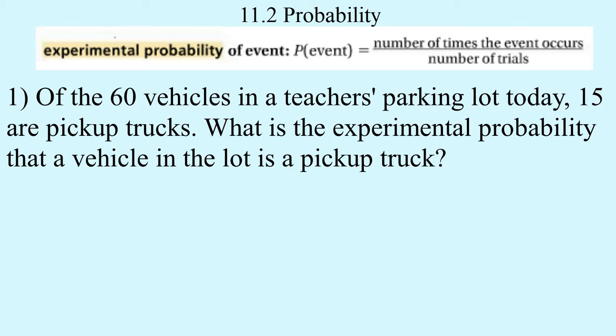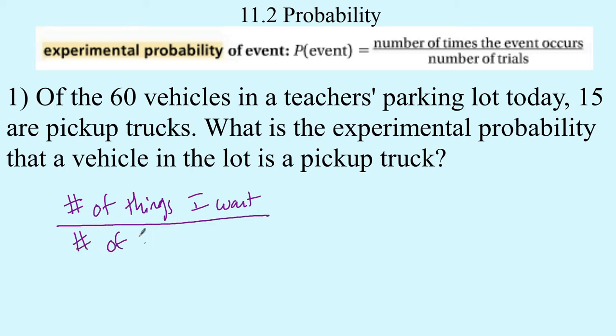All right, so for number one, we have 60 vehicles in a parking lot. 15 are trucks. What is the probability that if I pick a random vehicle in the lot, it's a pickup truck? I get kids and people all the time that go, oh, well, I'm picking one truck out of 15. No, that's not how you do probability. It's the number of things I want over the number of total things. So what I want over the total.